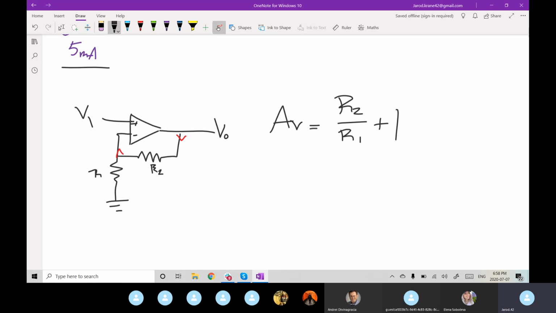You'll learn how that's properly derived in one of your classes. MC 251, I think, is where that is, or equivalent. You'll see why it's properly derived that way. But in short, we take it as our gain now is going to be R2 by R1 plus 1.